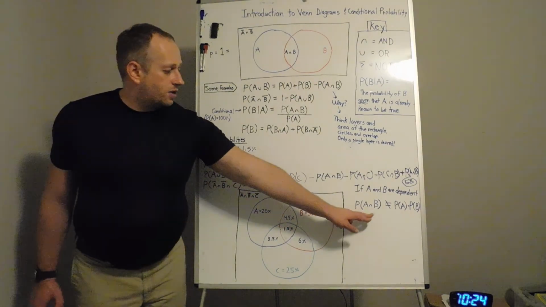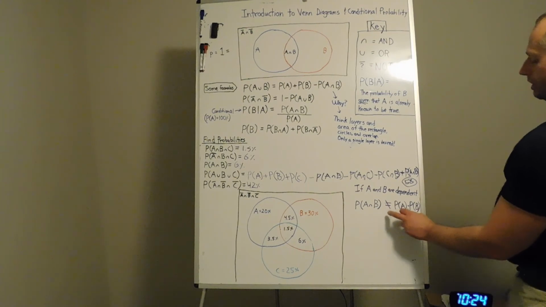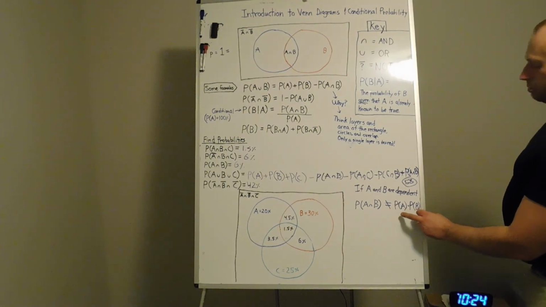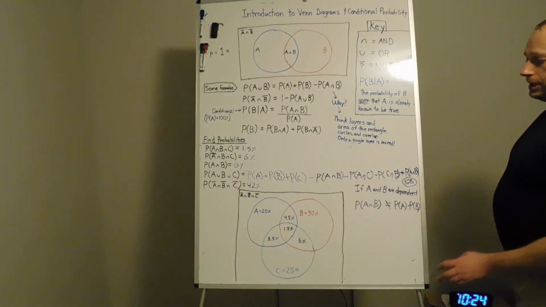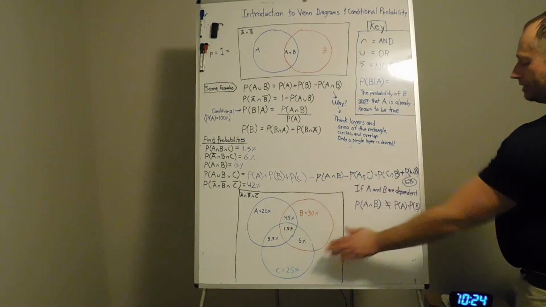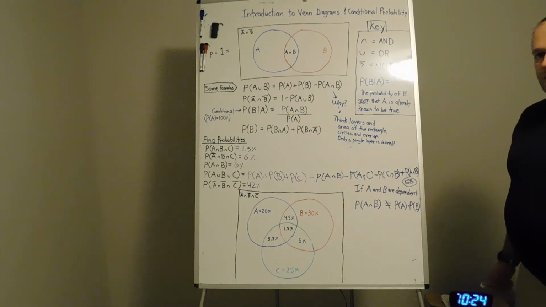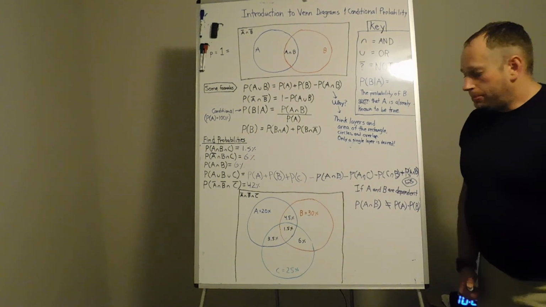And that's what I'm saying over here. I'm saying that if the probability of A and B does not equal the probability of A times the probability of B, which we did find is the case here, but if it isn't, then we know that those events are dependent.